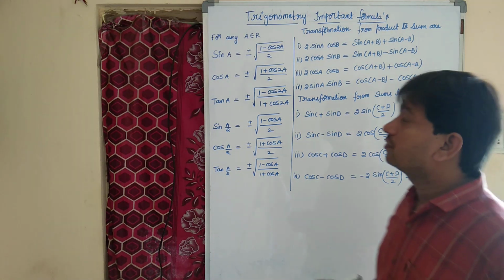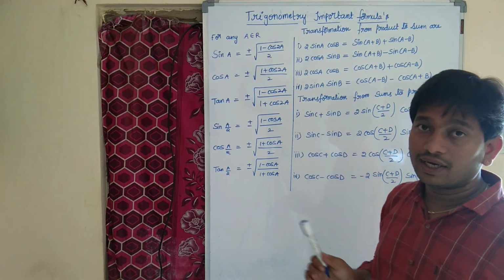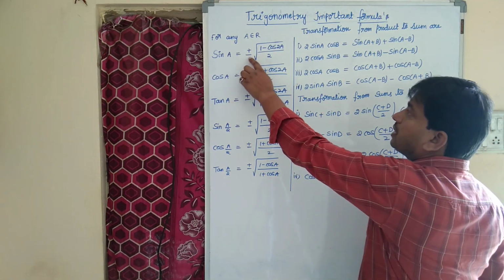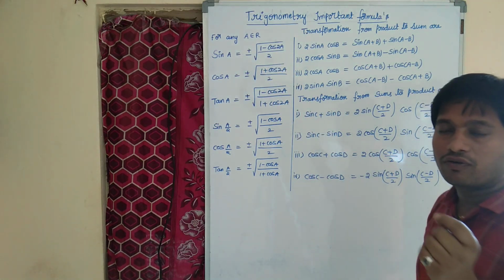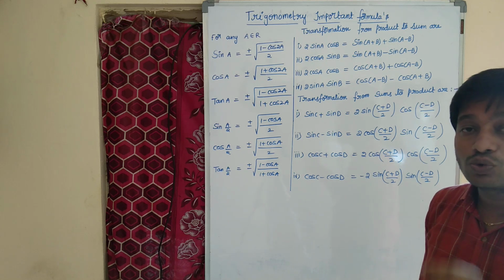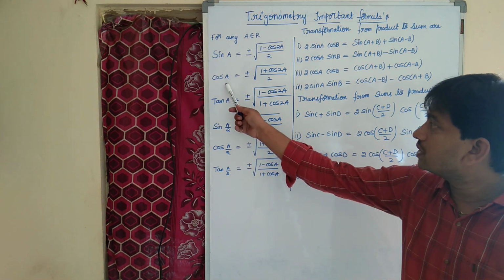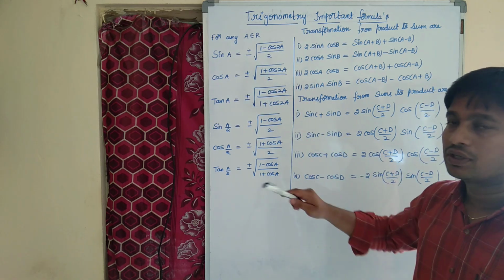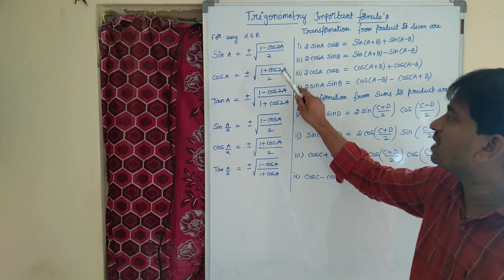The next one, for any A belongs to R, I mean real numbers, sin A equals plus or minus root over (1 minus cos 2A) by 2. What is the formula of sin A? Plus or minus root over (1 minus cos 2A) by 2. What about cos A? Plus or minus root over (1 plus cos 2A) by 2. Sin square A means (1 minus cos 2A) by 2. Cos square A is nothing but (1 plus cos 2A) by 2.